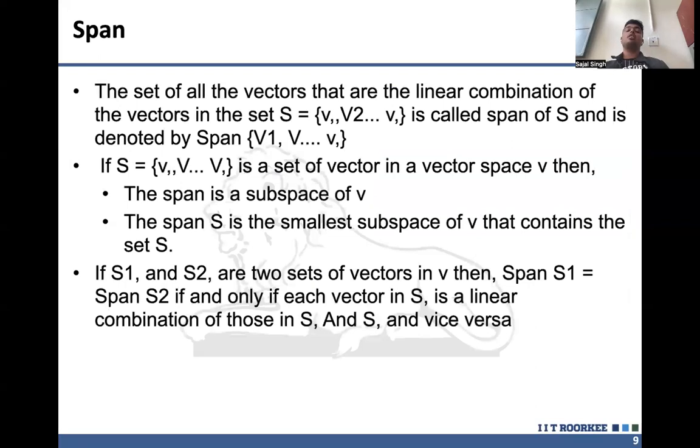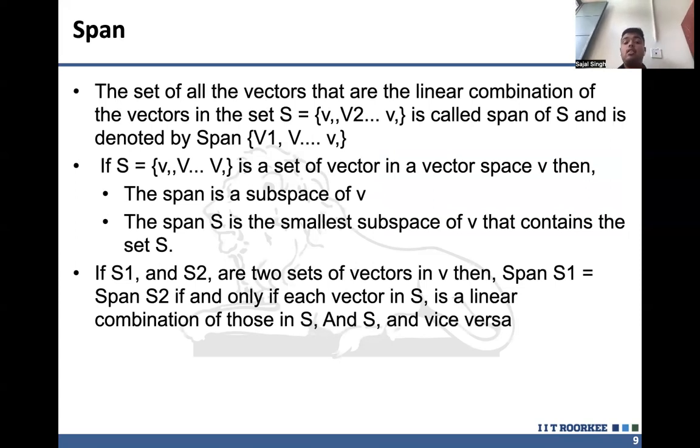Further, we are going to study what span is. If you hear the word span, what is the first thing that comes to your mind? I want to know it in the comments. In linear algebra, what is span? The set of all the vectors that are linear combinations of the vectors in the set S equal to V1, V2, up to Vn is called the span of S.